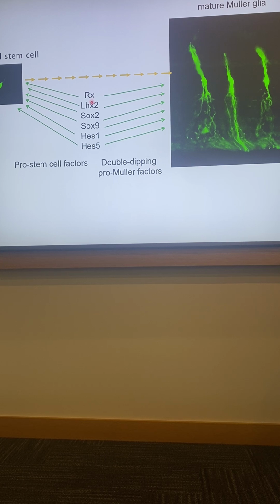PAX6, CHX10, LHX2, oh man, the list goes on. So all these retinal stem cell factors are also present in mature Müller glia.